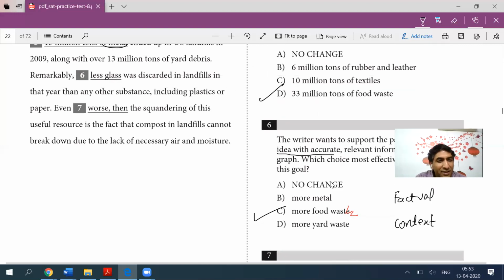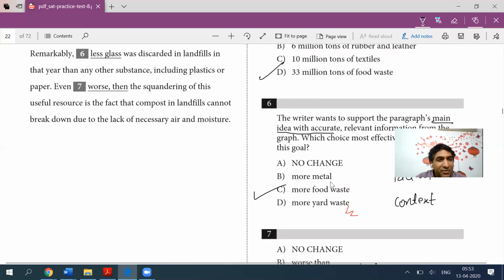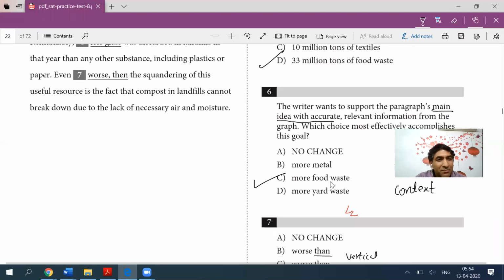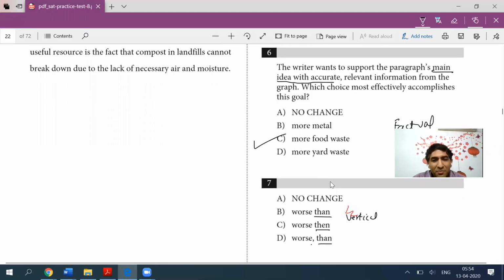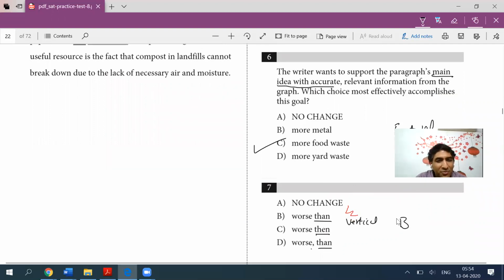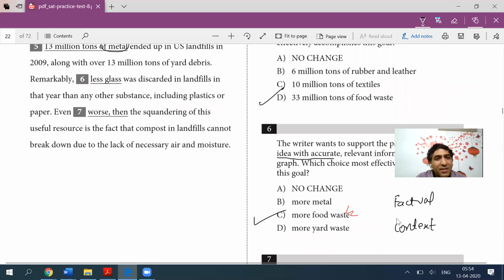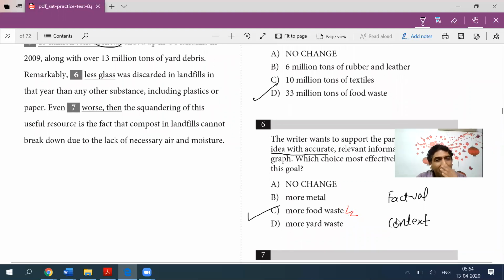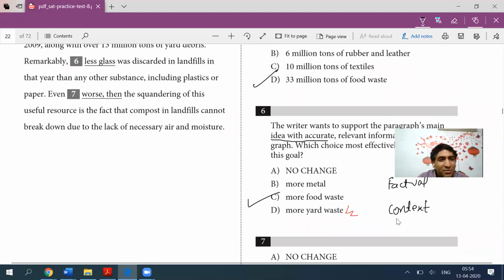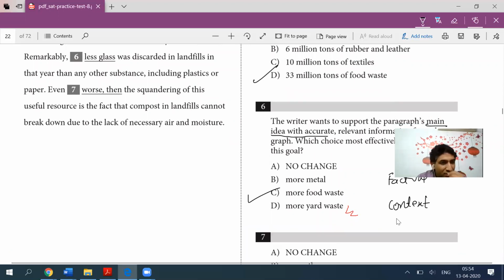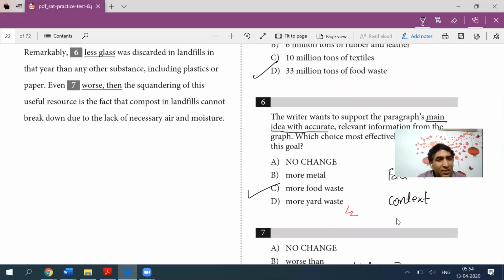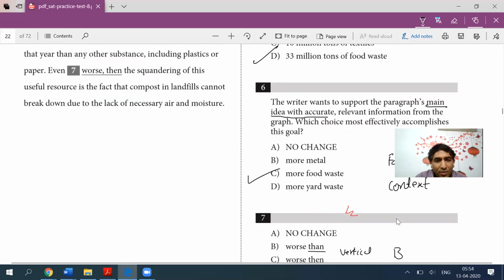Even worse than, so I'm sure it is THAN, and after worse there's no need for a comma, so I go with B. This seems to be my first preference. Just to test it, I'll read it. Even worse than the squandering of this useful resource. I'm sure it's not very important to put a comma there. Even worse than the squandering of this useful resource is the fact that compost in landfills cannot break down due to the lack of necessary air and moisture.